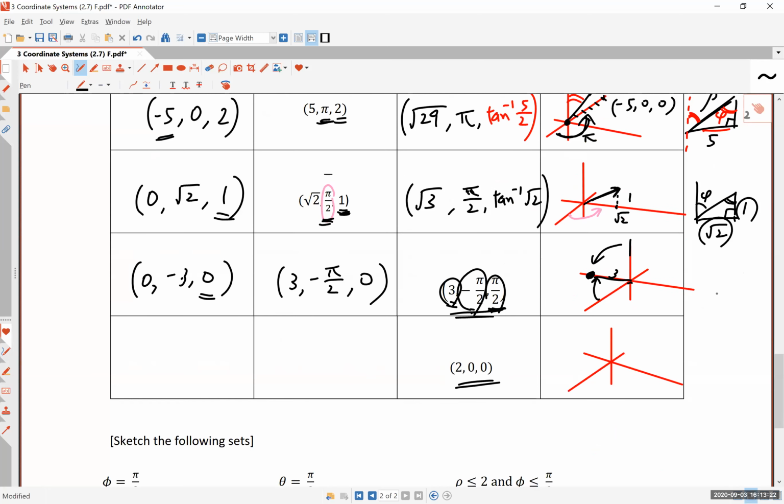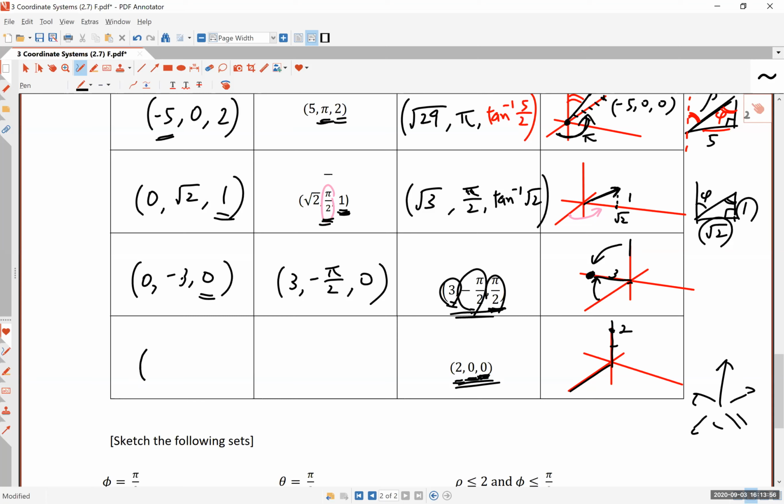Finally, you have a point described in spherical coordinate system as 2, 0, 0. 2 gives you the fact that it's 2 away from the origin. That could be in any direction. We don't know which direction you go to. But this is 0, which means you stick to the positive x-axis. And phi is 0, so that means it's on the positive z-axis. That must be this point then, okay? This is the point on the positive z-axis where the rho is 2. This is the only point, okay?